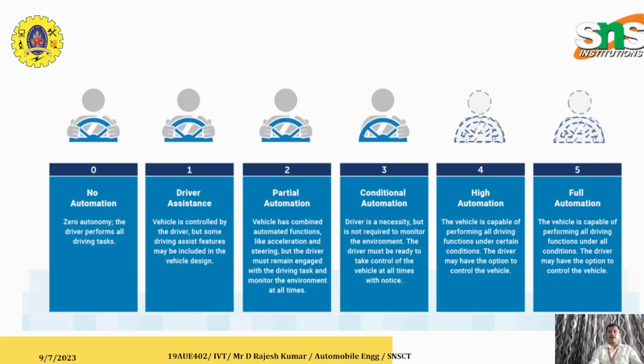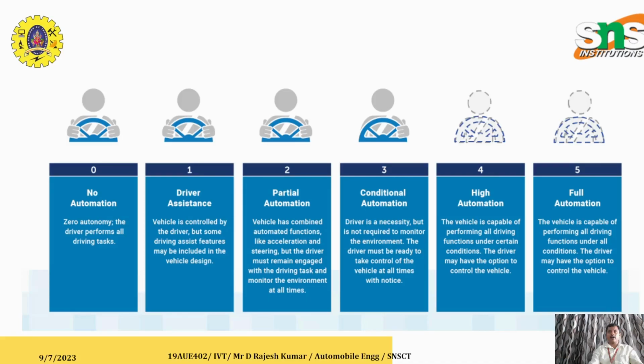And you can see the next level, that is level 3 of autonomous vehicles, that is conditional automation. So here the driver is a necessity, but is not required to monitor the environment. In the previous level, the environment should be monitored by the driver. So here, in conditional automation, the environment can be monitored by using the inbuilt system of the vehicle. The decisions are to be taken by the vehicle. The driver is just used to monitor the system physically, but the environment and the control can be taken by the vehicle system itself.